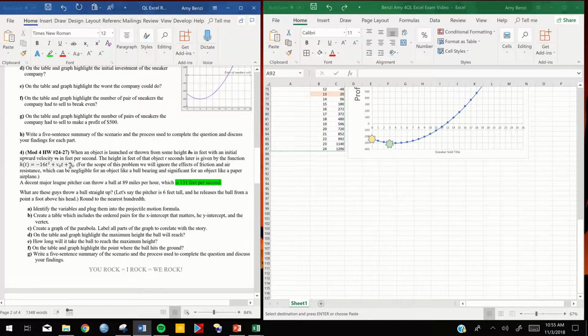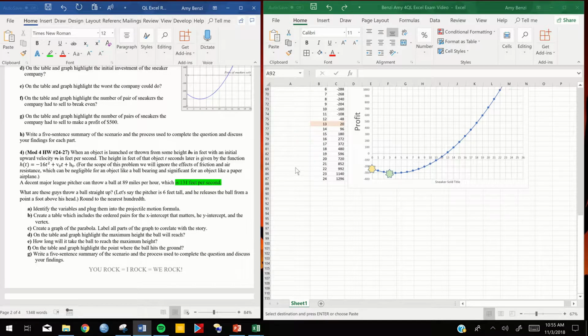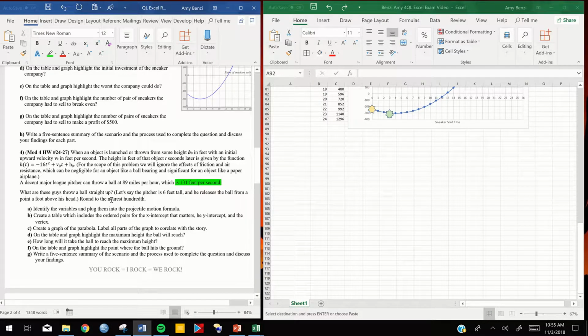And what about our initial height? Because I need variables to plug in here. The height, h of t, is my output, and the amount of time is my input, which is going to give us a chart very much like we had in number 3. As a matter of fact, we'll even just cut and paste that when we get ready to do that.